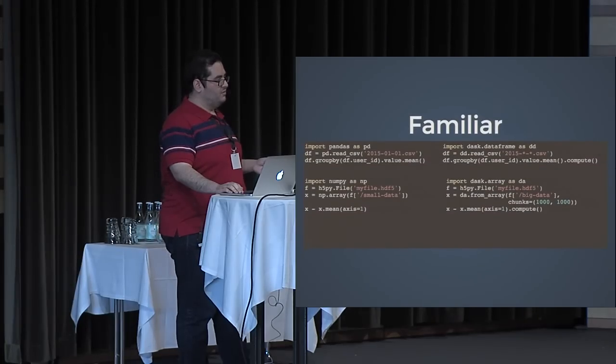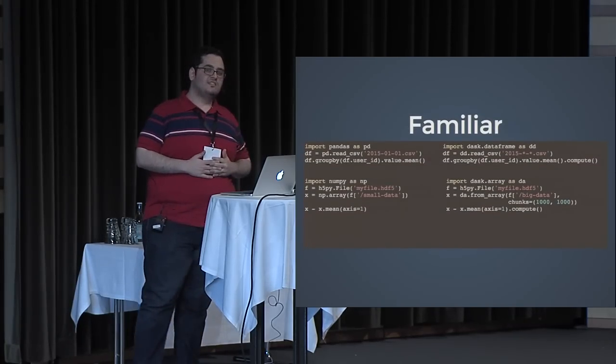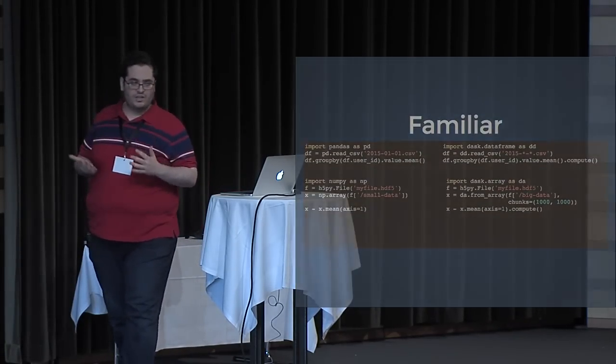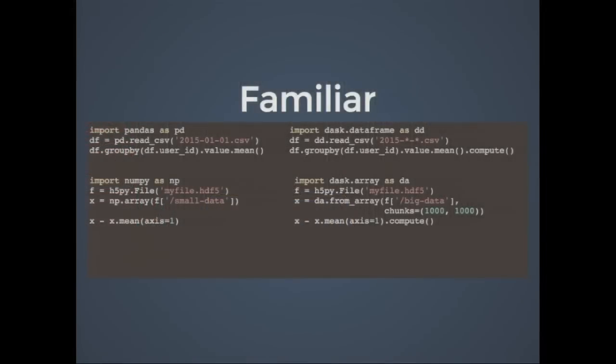It's very familiar. Dask comes with some collections, and these collections have very, very similar APIs to NumPy and Pandas. So as we can see here on the left side, I'm reading a file in Pandas, grouping by the user ID, and then calculating the mean. On the right side, I'm writing almost the same code. I'm reading more than one file at a time and doing the same thing, except that at the end, I have to call compute.